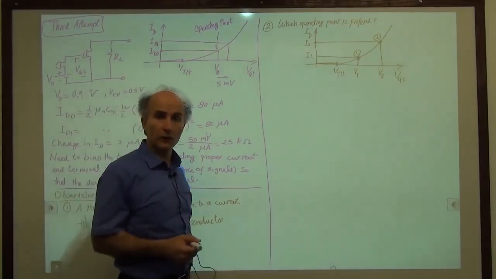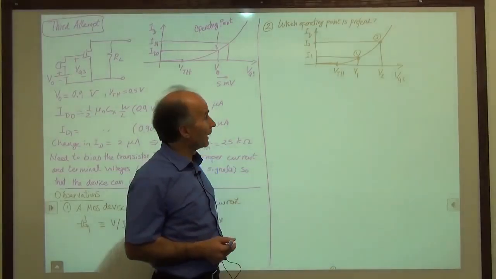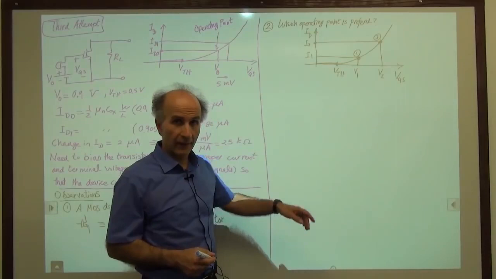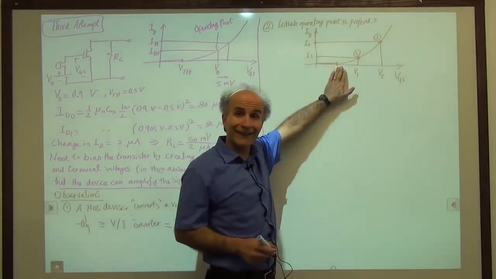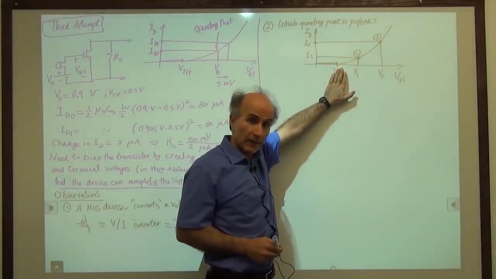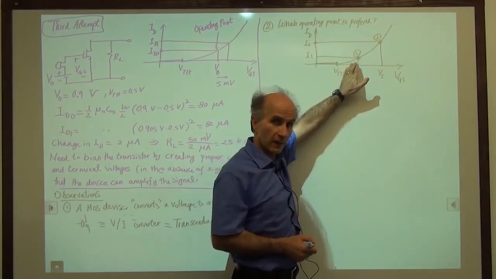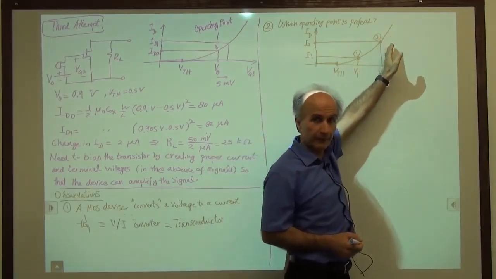Okay, so what did you decide? Well, what we recognize is that this curve is not linear. It's a second order function, a quadratic function, which means the slope of this curve increases with VGS, right?